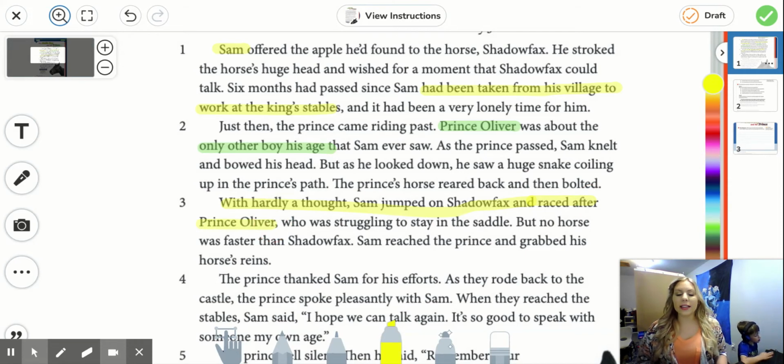So we can see that Sam is a selfless person, right? He's a helper. He sees that Prince Oliver is in trouble and he doesn't think, oh, what should I do? Should I cut somebody? Should I do something? Should I just act like that never happened? Like he jumps on his horse and he's like, man, I got to help him. And he races after him to try and help because he's about to fall off his horse. And horses run so fast that if he were to fall off, he would get really hurt.